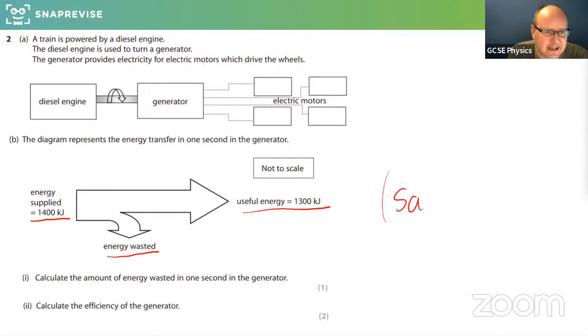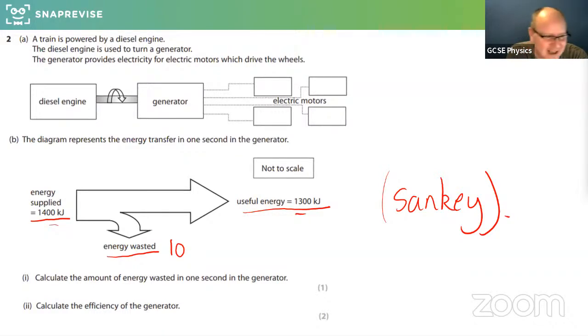Sankey diagram is a word that many teachers use, and it may come up. It just means an arrow diagram showing energy flow. We normally show energy wasted as an arrow going down. So question 1: calculate the amount of energy wasted in 1 second in the generator, where we've got 1,400 in, 1,300 useful out. So the energy wasted must be the difference between the two.